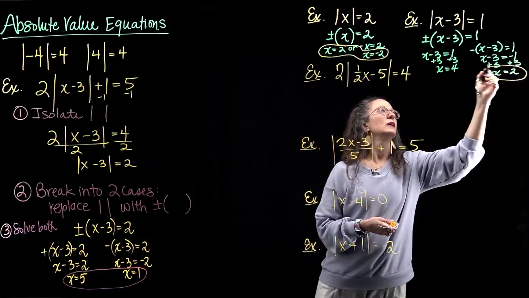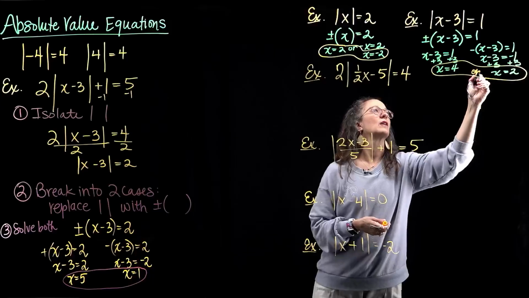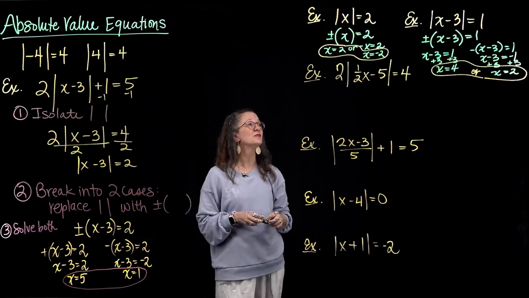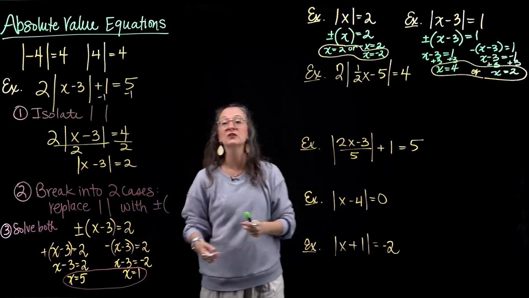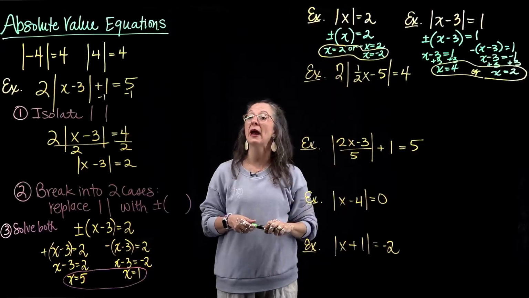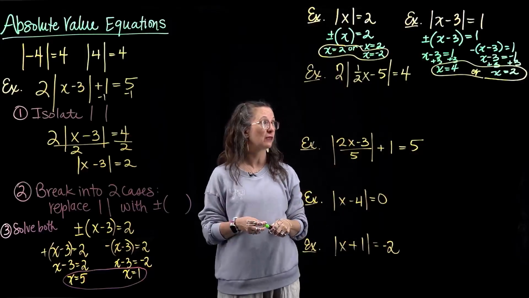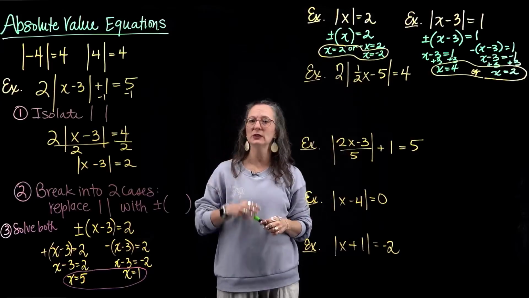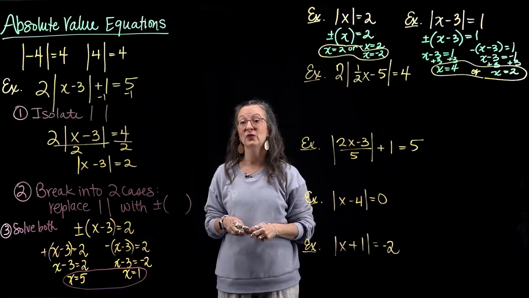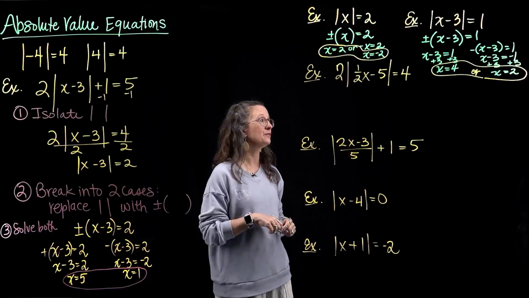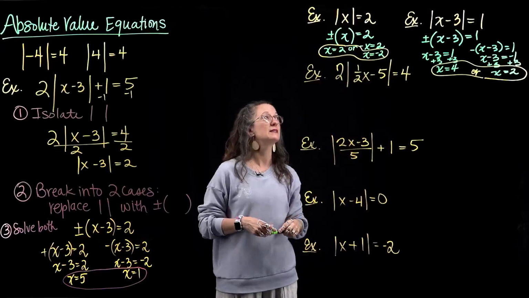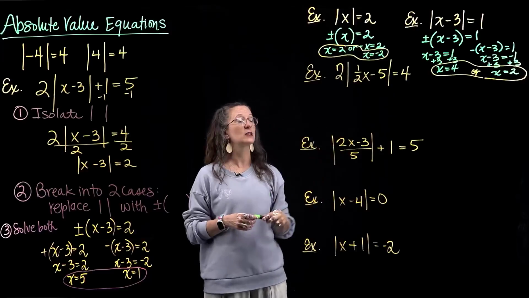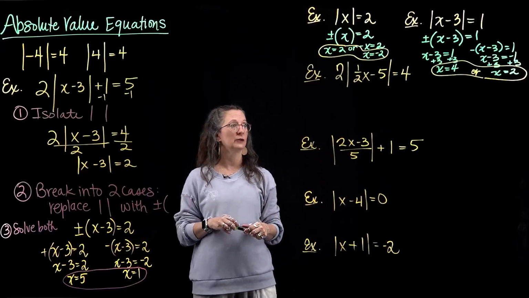So there's my two answers. I'm going to write an "or" between them because either one is a valid answer, x equals 4 or x equals 2. And we can take those answers back into the original problem and check them. Absolute value of 4 minus 3, well, 4 minus 3 is 1. Absolute value of 1 is just 1, so that one checks out. 2 minus 3 is negative 1, but the absolute value of that is positive 1. So x equals 2 also checks out in our original problem.